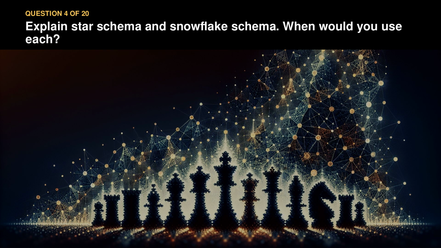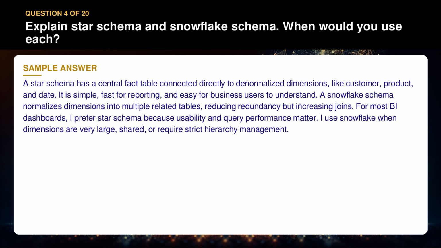Question 4. Explain star schema and snowflake schema. When would you use each? A star schema has a central fact table connected directly to denormalized dimensions, like customer, product, and date. It is simple, fast for reporting, and easy for business users to understand. A snowflake schema normalizes dimensions into multiple related tables, reducing redundancy but increasing joins.